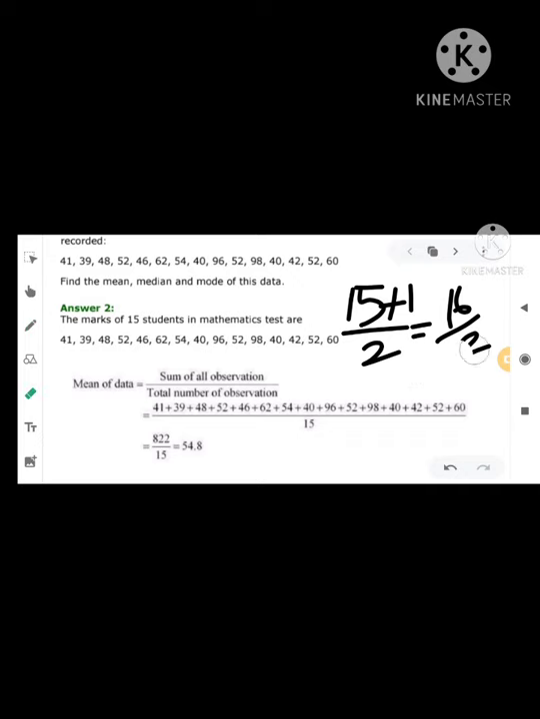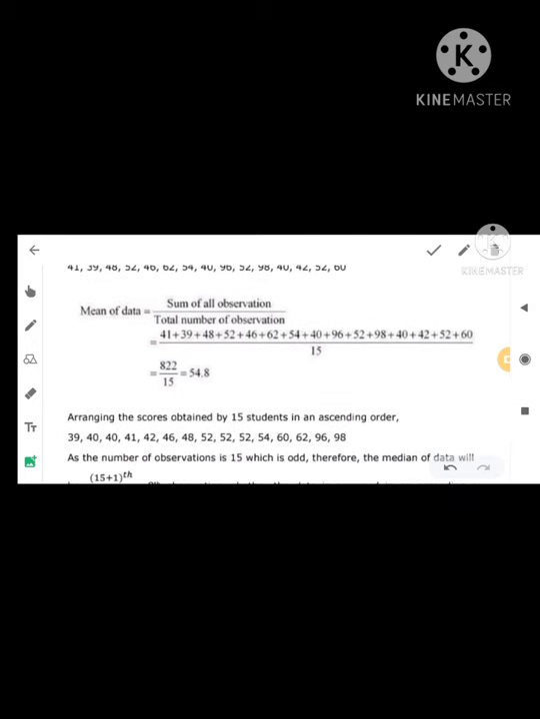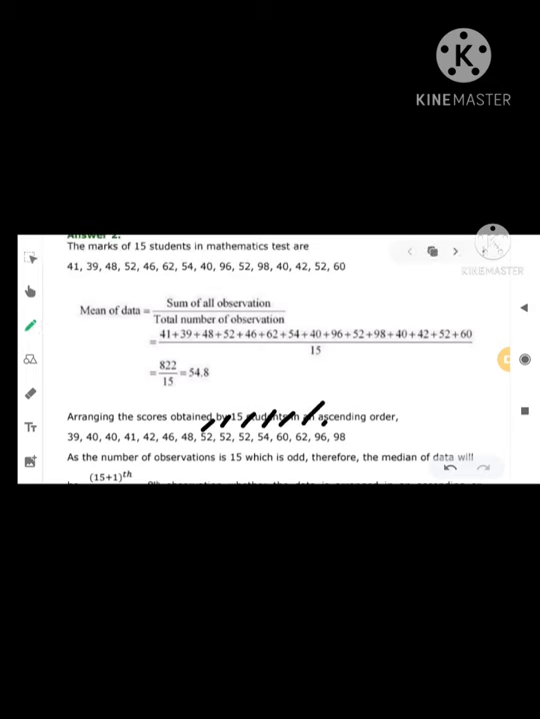How do you find the 8th term? Before finding the 8th term, we need to arrange the given data in ascending order. Arranging the scores obtained by the 15 students in ascending order: 39, 40, 40, 41, 46, 48, 52, 52, 52, 54, 60, 62, 96, and 98. So you can observe everything in ascending order.